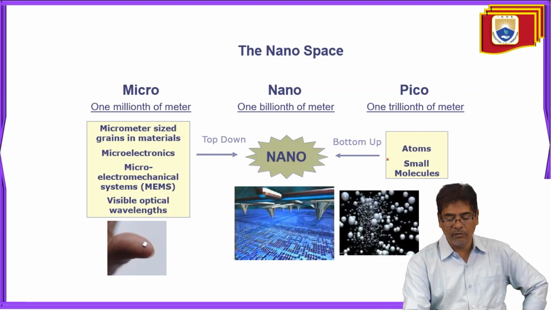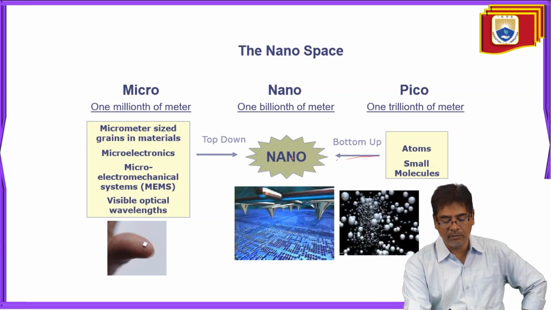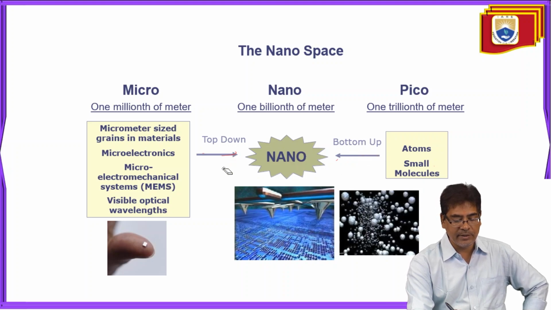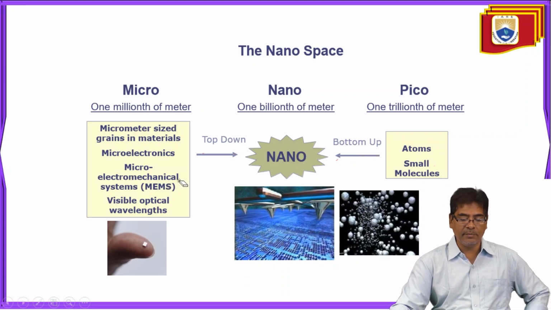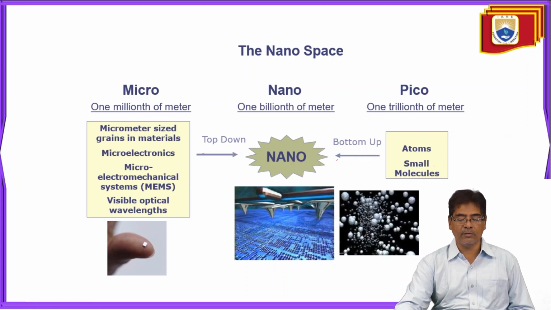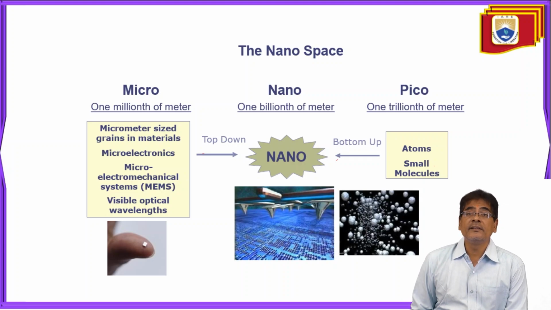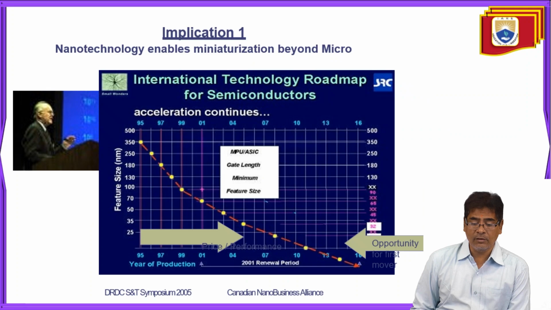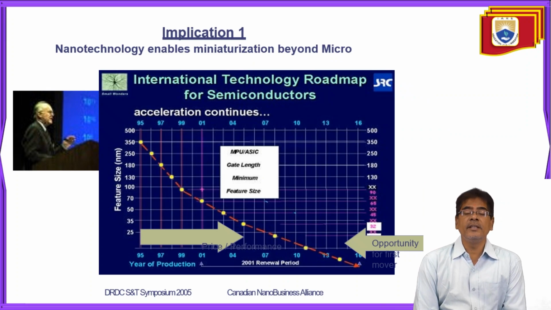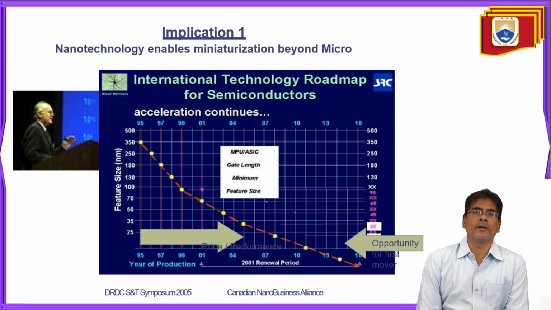Atoms and small molecules go bottom up to give nanostructures, and from there it goes top down to material-sized grains in materials, microelectronics, electromechanical systems (MEMS), and visible optical wavelengths. So these are certain features where we can see the nanoscale dimension. Nanotechnology enables miniaturization beyond micro.